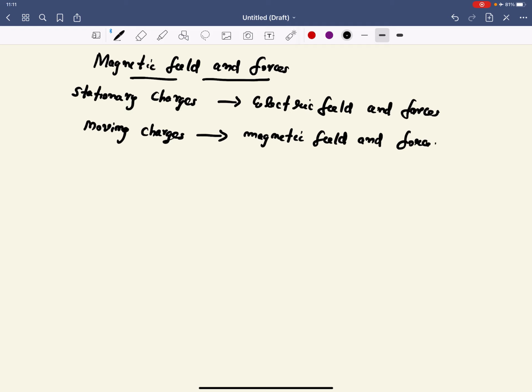So we'll try to understand these forces, and this branch where the magnetic field and forces are discussed is popularly known as magnetostatics.